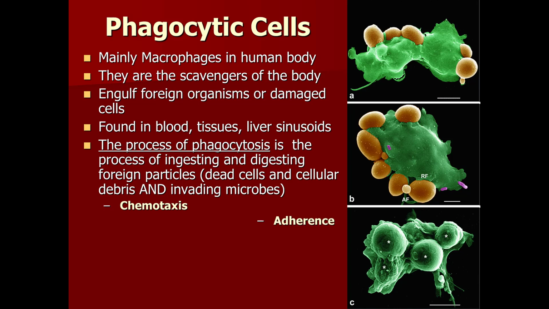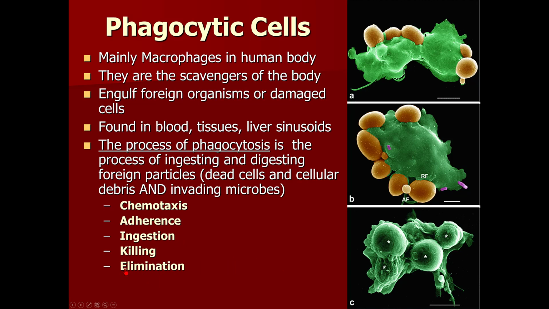Right? And once they get there, they will find the bad guys again through chemotaxis, and they will stick to them, right? Adhere to them. Then they will bring them inside and ingest them. Then they will kill them, and then they will eliminate the particles that have been broken up by ingestion and killing of these things, right? And this is really important for the specific immune system, which we'll talk about here in a moment.